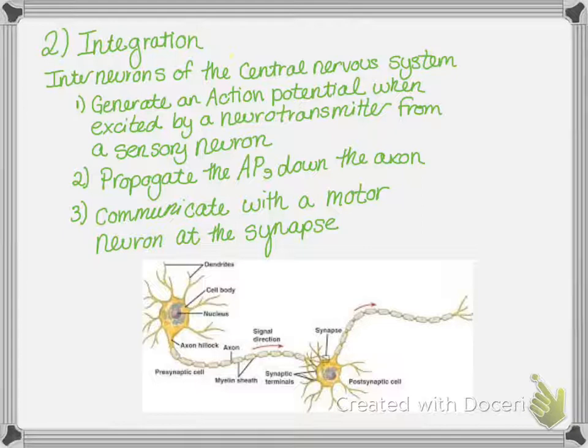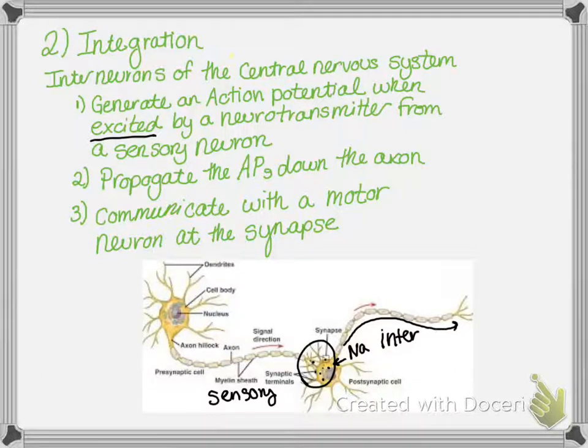All right, so after sensory input is integration, and integration involves your interneurons of the central nervous system. So if this is our sensory neuron, and this is our interneuron, we need to stimulate this interneuron. So the sensory neuron is going to release neurotransmitters, and those neurotransmitters are going to excite the interneuron. And an excitatory response means that sodium is going to flow in, and then we're going to see action potentials generated down the axon.